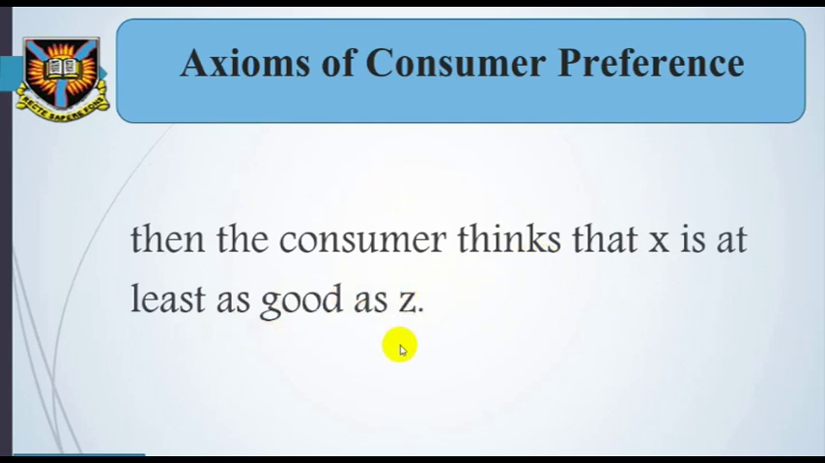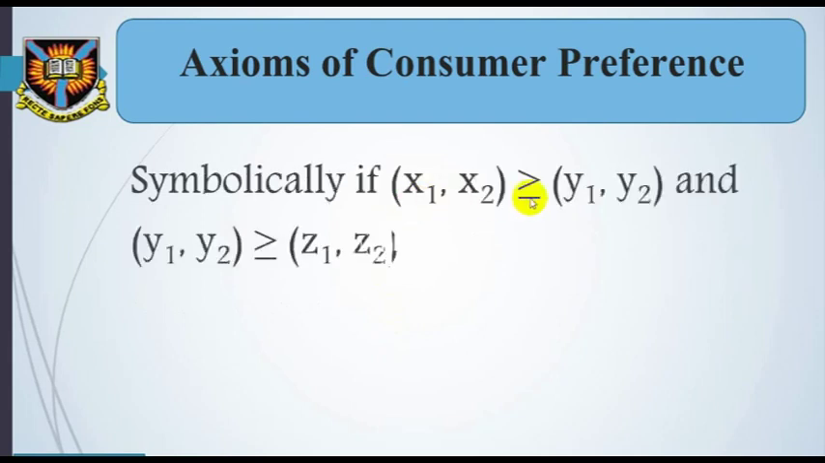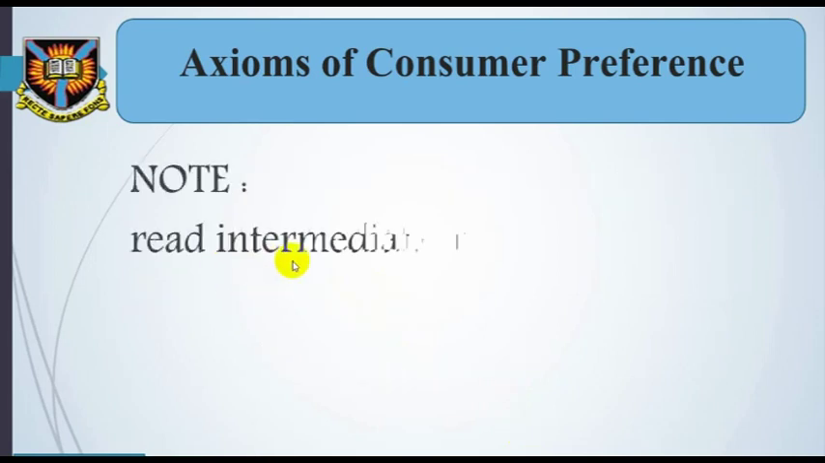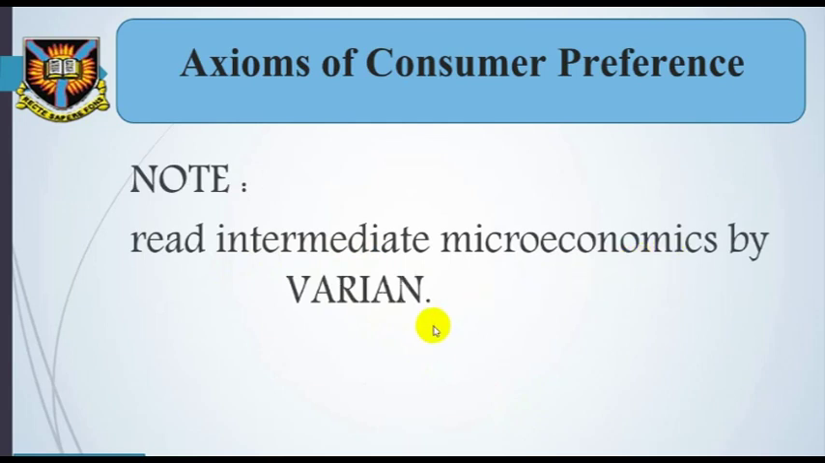Symbolically, if (x1, x2) is greater than or equal to (y1, y2), and (y1, y2) is greater than or equal to (z1, z2), then we assume that (x1, x2) is greater than or equal to (z1, z2). Note: read Intermediate Microeconomics by Varian.